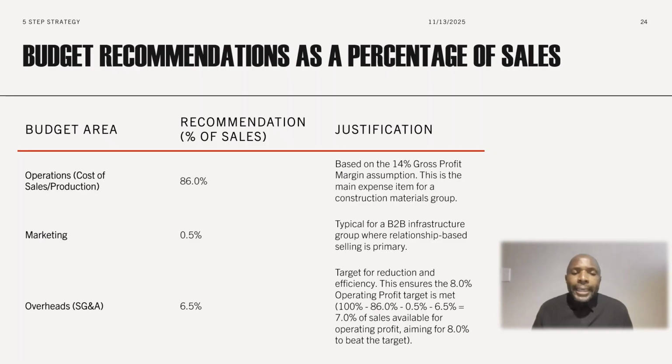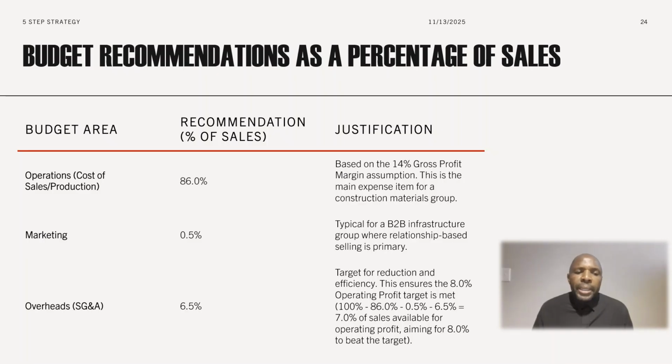And then also the marketing, we say 0.5%. And why is the marketing low? Because for some organizations we suggest that they spend 5% of sales on marketing and sales. But if you look at Raubex, it's a complex nature of how they develop their marketing and sales, because it's relationship based. Therefore, you don't throw a lot of money into sales and marketing hoping that you'll get more work, but you need to actually be strong on relationships. So that's typical for a B2B infrastructure group, where relationship-based selling is primary.